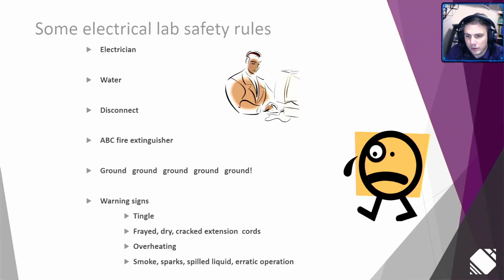With the next item being smoke, sparks, spilled liquid, erratic operation. Anytime you see smoke coming out of any piece of equipment, there should be concern, unless it's a controlled fire as part of a process. Ignore that one. It's got a chimney, it's dealt with.